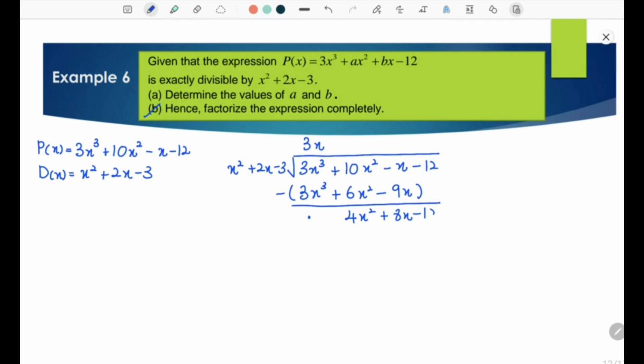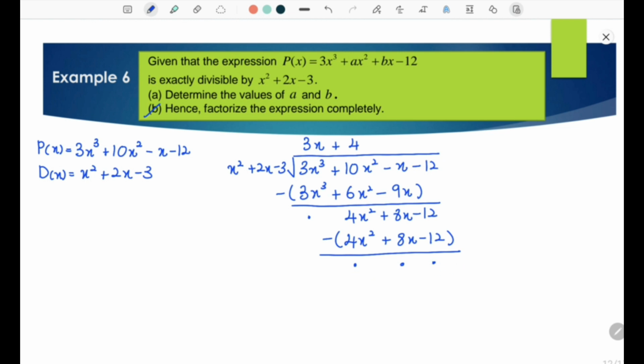We get minus 12. Next, try to eliminate 4x squared. So I'm going to multiply 4 with this divisor. So we get 4x squared plus 8x minus 12. So we take 4x squared minus 4x squared, 0. Add 8x minus 8x, also 0. Negative 12 minus negative 12, also 0. So the remainder is 0.